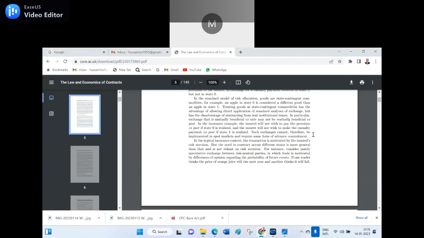So, excuse me. This is the continuation of law and economics in contract, that is what we are dealing with now. So in the typical insurance context, the transaction is motivated by the insured's risk aversion. Now I will ask you, any one of you can give the answer if you know it. If you don't know the answer, you say pass on, I will give the answer. But don't waste time.